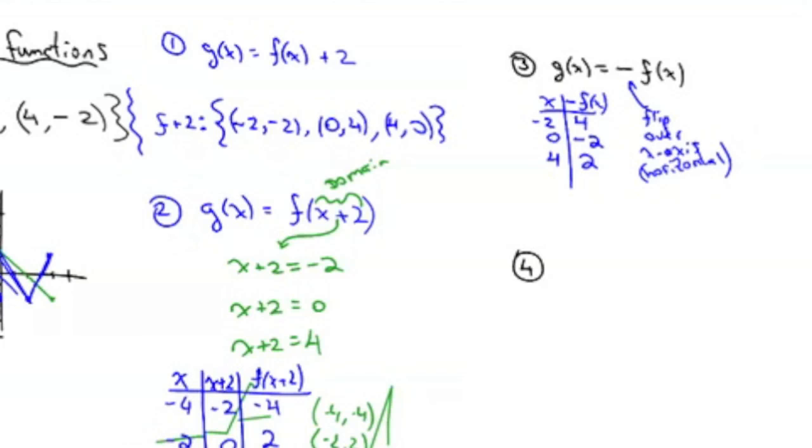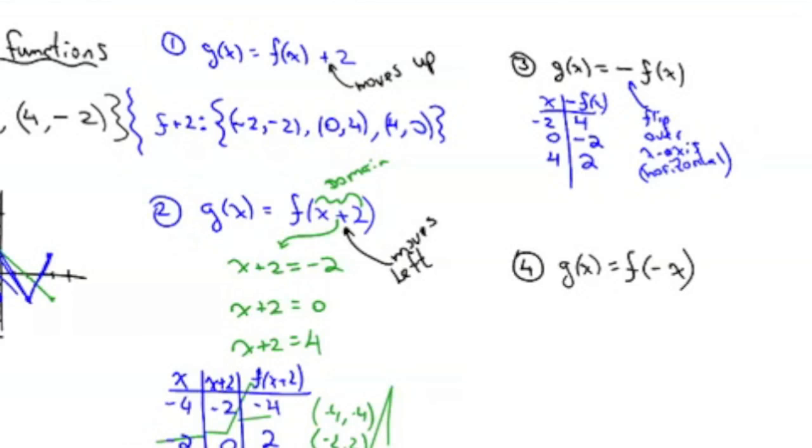Oh, so let me write this in. This one moves it up. This one moves it left. This one flips it over the x-axis. This is the next one. g of x is equal to f of -x.